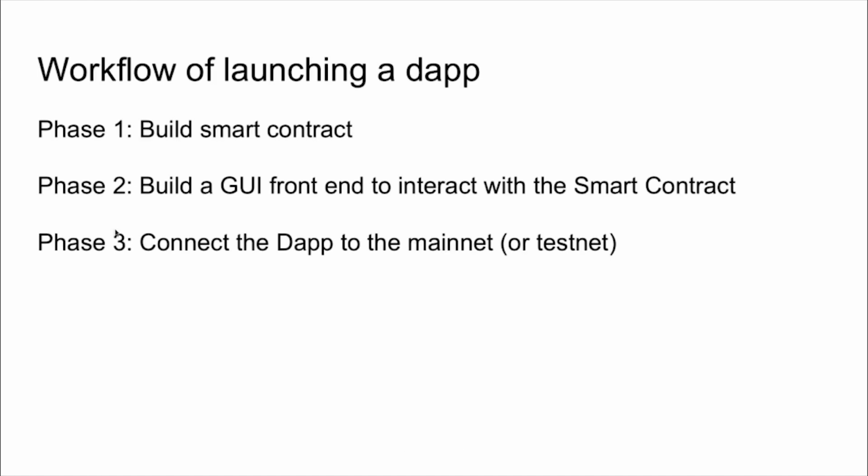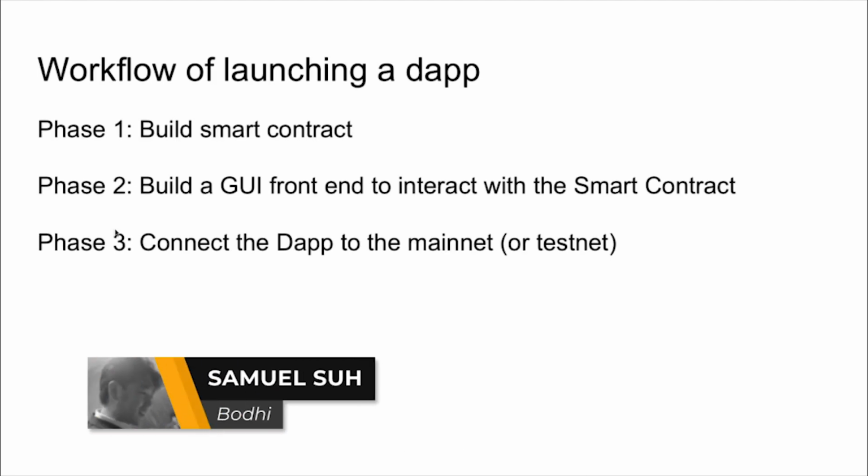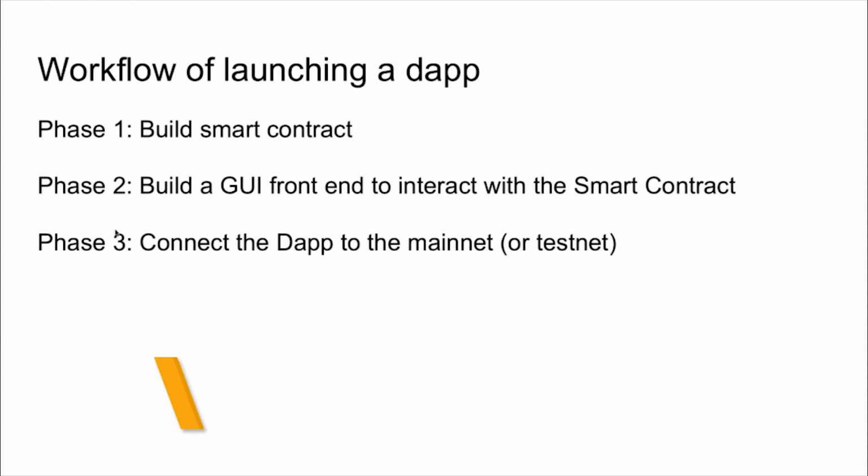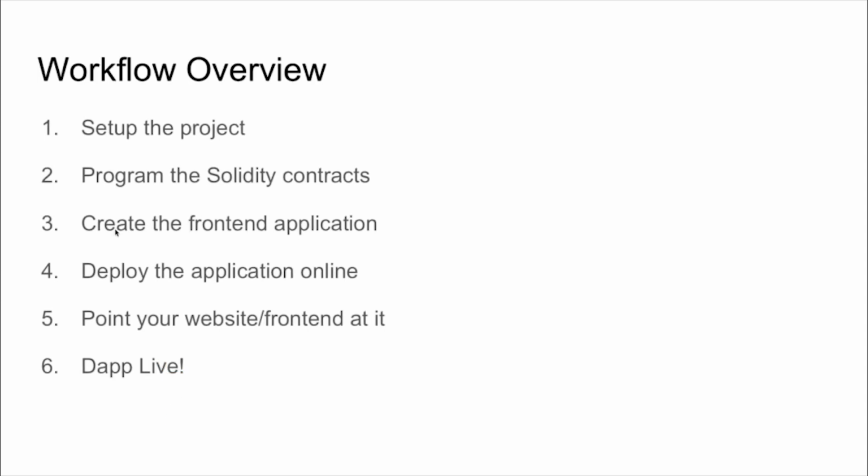But going back to those phases, right? First, you have to code the smart contract, then you have to build the front end, and then you have to connect everything together and then deploy it. Typically, these are the steps you want to take when you are building something out. And if you take nothing away from this except this, that's good. First you want to set up your environment. We'll go into that in a second. Then you want to code the Solidity contract. Then you want to create the front-end application, deploy the application online on the website side, and then point your website front end to the Ethereum node. There are multiple options for pretty much all of these steps. Once you've done that, your Dapp is live and other people can talk to it.